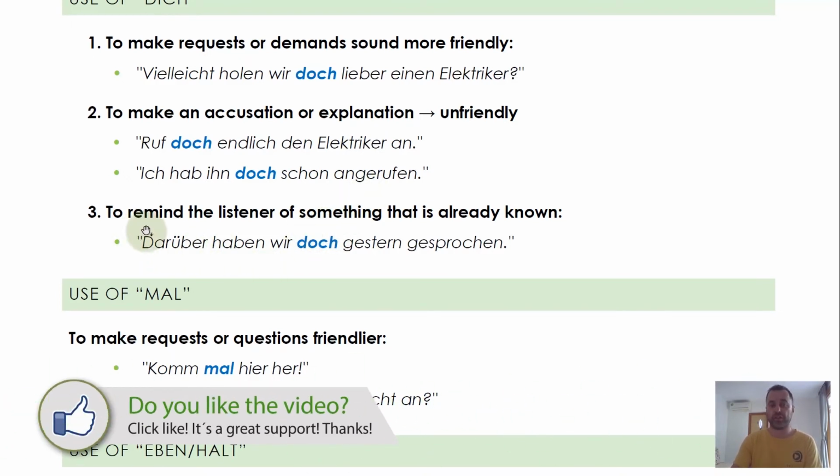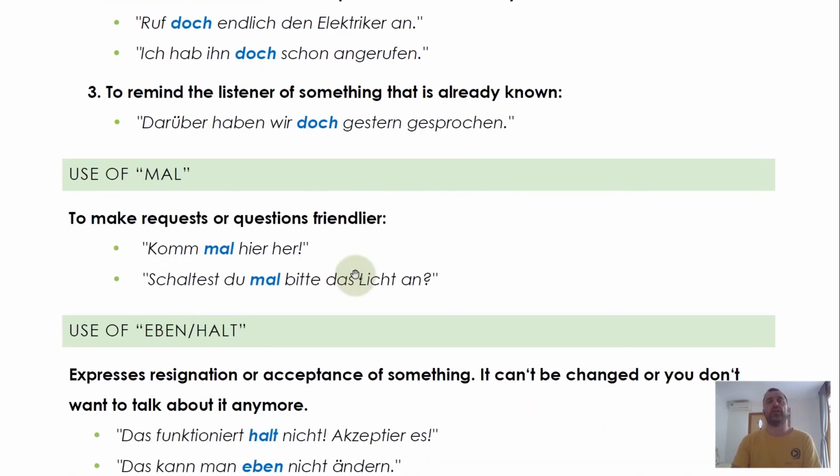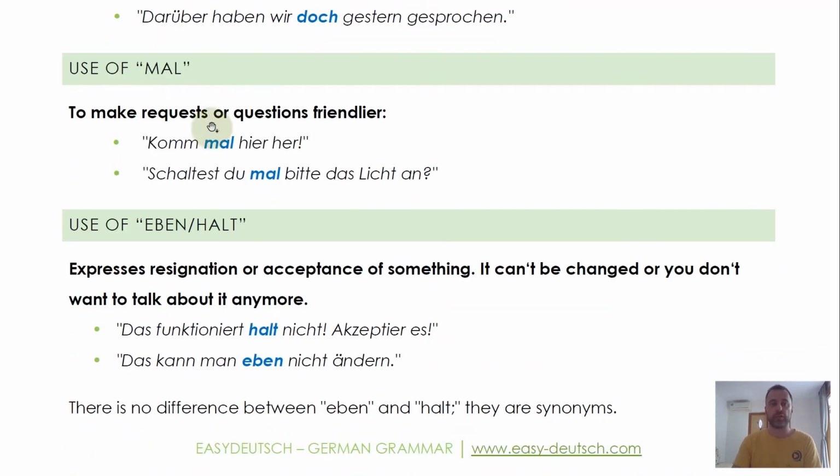And you can also use it to remind the listener of something that is already known. So, darüber haben wir doch gestern gesprochen. This is also similar to this. We make it more unfriendly. So why don't you remember that? We have talked about that yesterday. Why do you ask me that again? Darüber haben wir doch gestern gesprochen. We talked about that yesterday. We also have mal to make requests friendlier. Komm mal hierher.